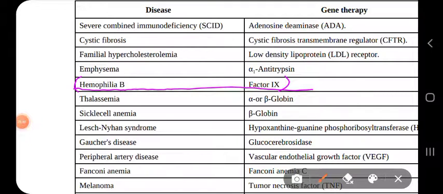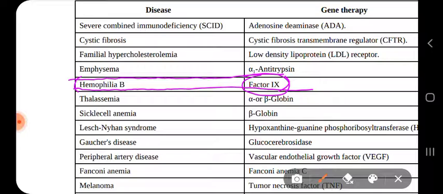Hemophilia B occurs due to a defective gene for factor 9. Factor 9 is essential for blood clotting. Factor 8, factor 9, factor 10: different clotting factors are involved for the blood clotting process to occur. Now factor 9 is also essential. If the gene responsible for factor 9 is mutated, it leads to hemophilia.